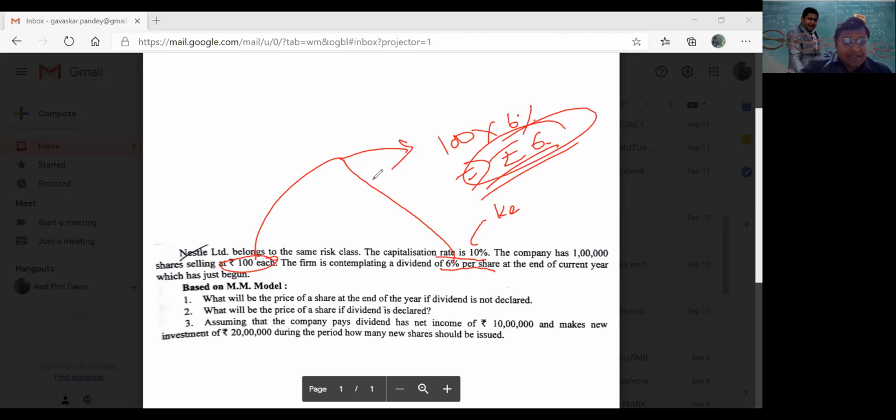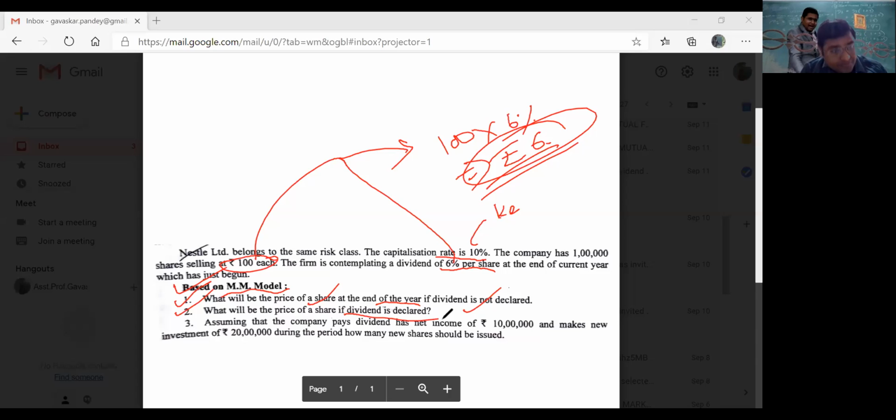Next, based on the MM model, the Modigliani Miller model. What will be the price of a share at the end of the year if dividend is not declared? Means what will be the market price of a share? Secondly, what will be the price of a share if dividend is declared?